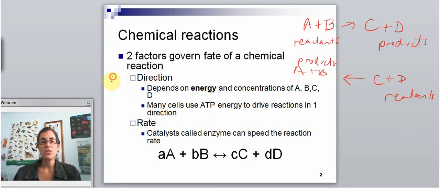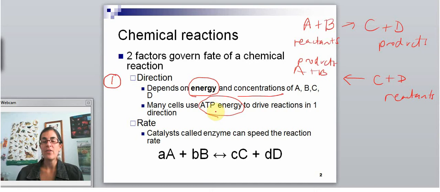So the first thing we want to understand about reactions is what direction will that arrow go? Will I make C and D, or will I make A and B? This is going to depend on something called energy, which again is a term that you've seen before but maybe haven't fully understood, as well as the concentrations of the molecules involved. While the direction is dependent on those factors, it can be manipulated by the cell by using energy from a different molecule. ATP is a molecule we're going to start talking a lot about, and it will be able to provide energy to cause a reaction to go in a particular direction.